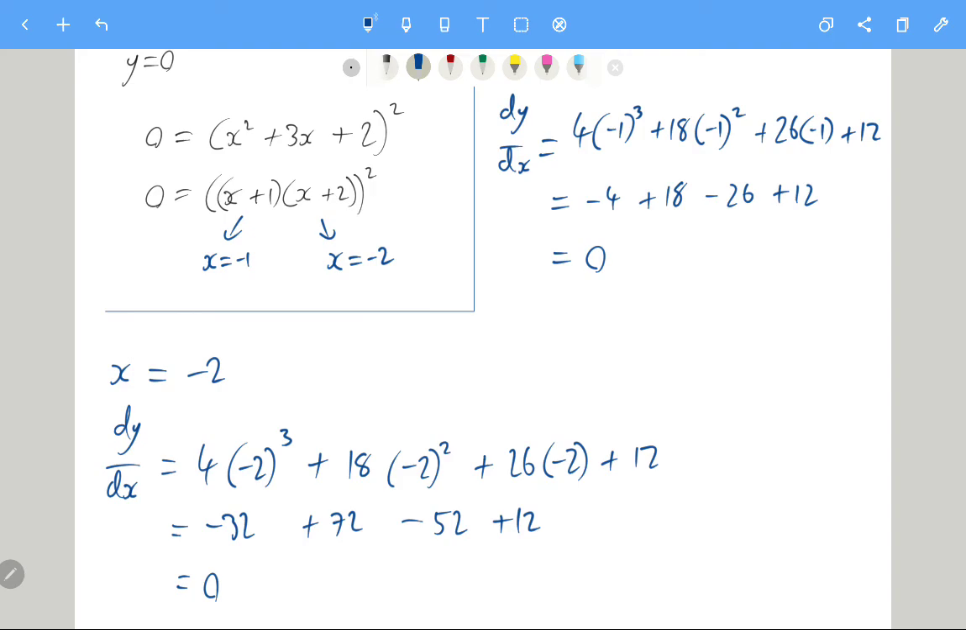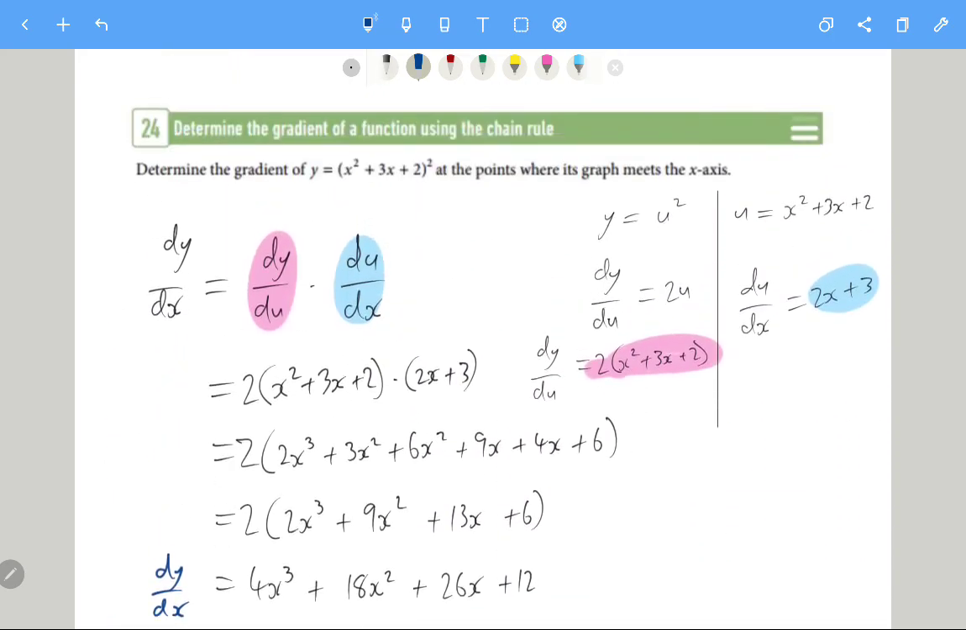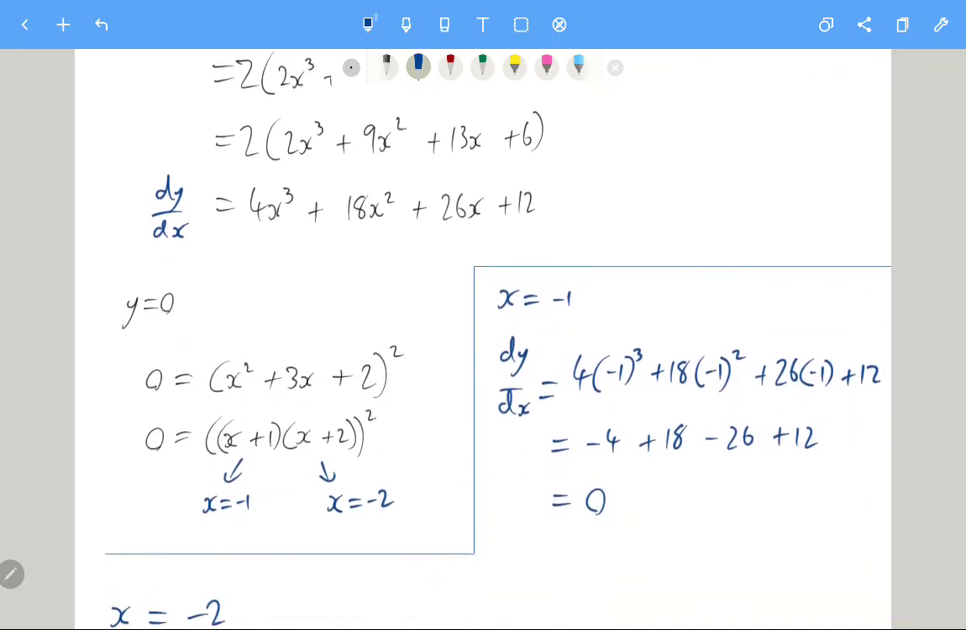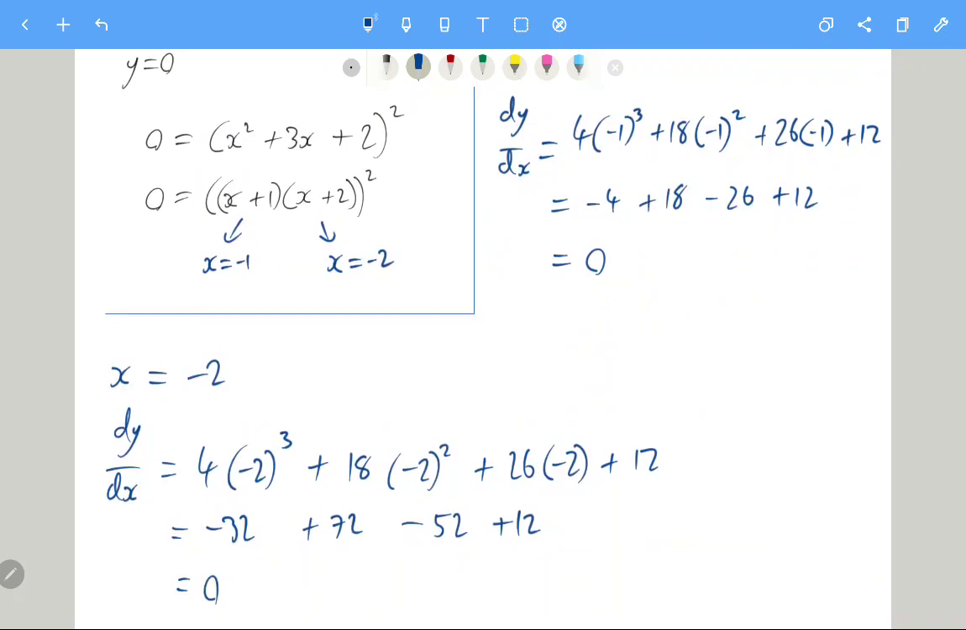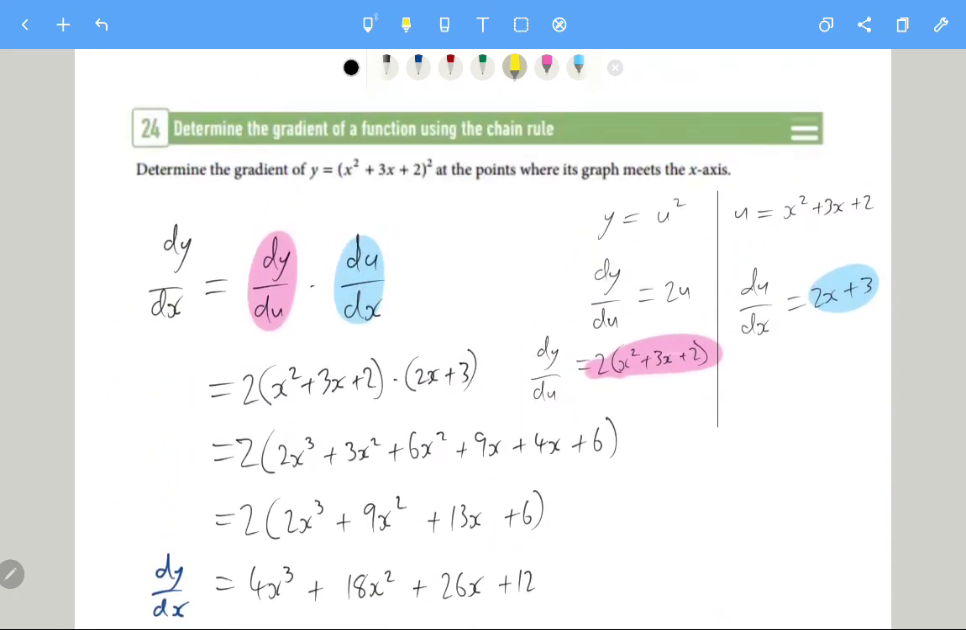So there we go. We have used the chain rule to find the gradient at the points where it meets the x-axis. And in this case, we found out that the gradient at both of these points is 0. If you want, you can check my working out by graphing that function and seeing what it looks like.